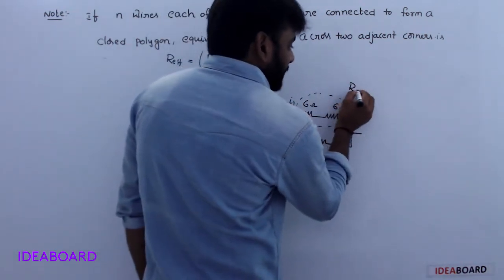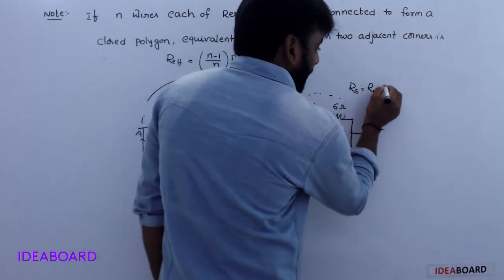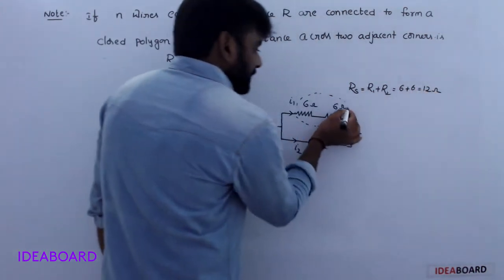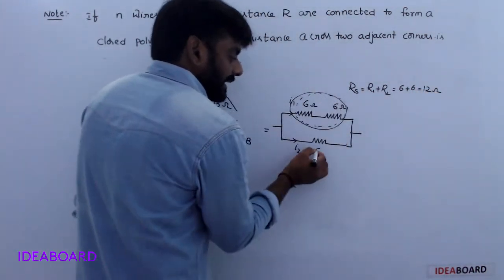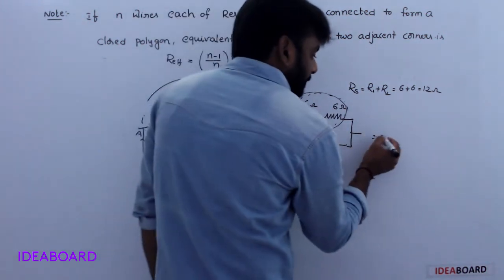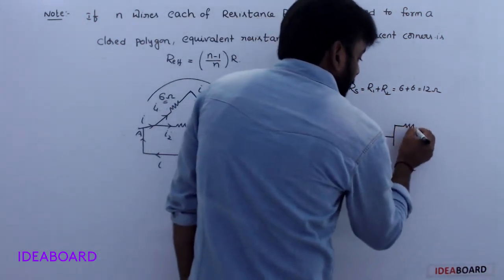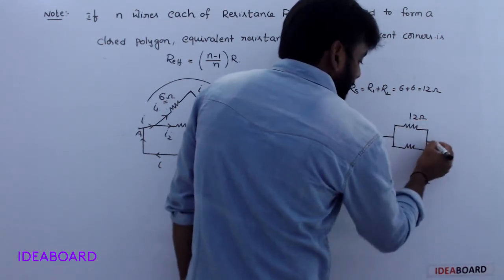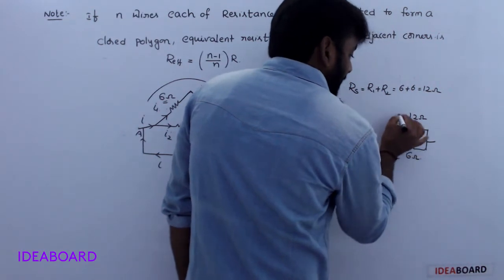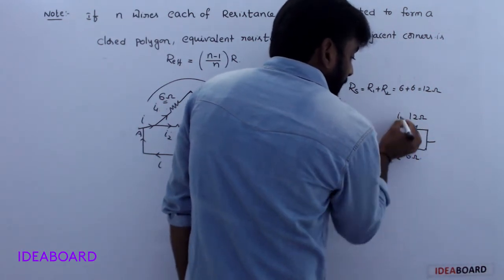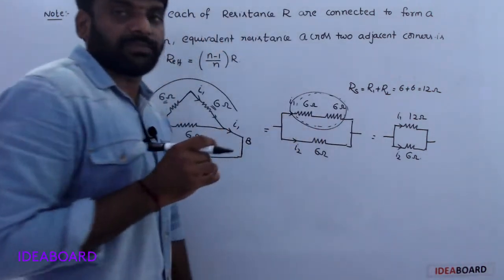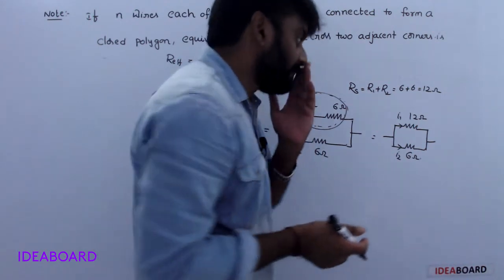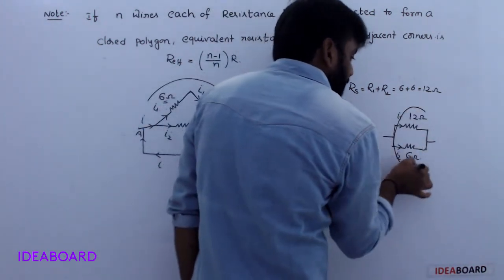You know the series combination: R1 plus R2, that means 6 plus 6, 12 ohms. This combination is 12 ohms, and this one is 6 ohms. Now here the current is I1 and here the current is I2. The current is different; the current is separated here. That means these two are in parallel combination.